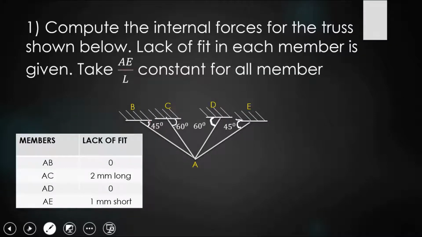So let us see an example. Compute the internal forces of the truss shown below. Here is a truss and the lack of fit in each member is given. Take AE by L constant for all members. Here we have a truss which has 4 members: AB, AC, AD and AE. The lack of fit of each member is given. AB and AD are not affected by lack of fit, or these are cast perfectly, whereas AC is 2 mm long and AE is 1 mm short than required. So let us see how we can evaluate it by using all those 10 steps.